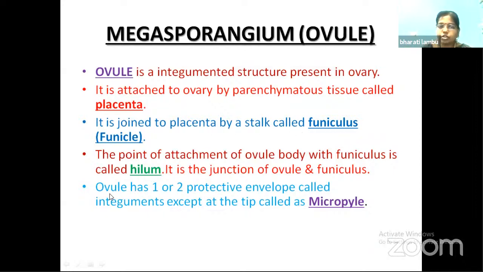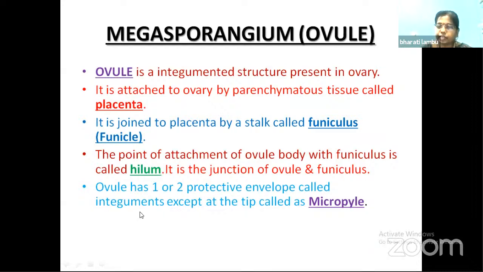The ovule will also have one or two protecting envelopes, that is, wall layers, called integuments. These integuments can be single or double. But in a few ovules, there are no integuments at all. In gymnosperms, only one integument is present. Ovules without integuments may be present, like in parasitic plants.